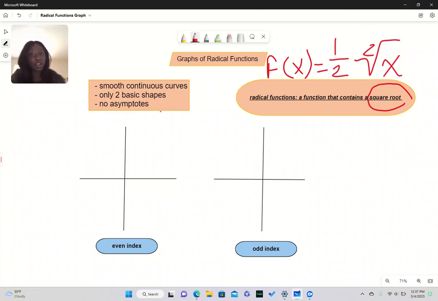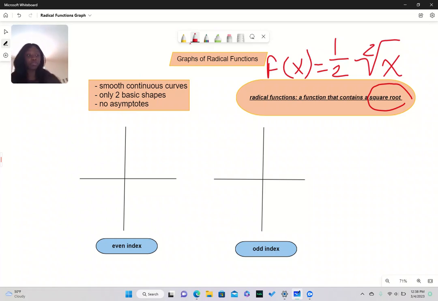So for graphs of radical functions, there's some characteristics that are important to know. Radical functions have smooth continuous curves. They have only two basic shapes, but those shapes depend on the index, whether the index is even or whether the index is odd. And also, radical functions have no asymptotes, so that's also important to know.